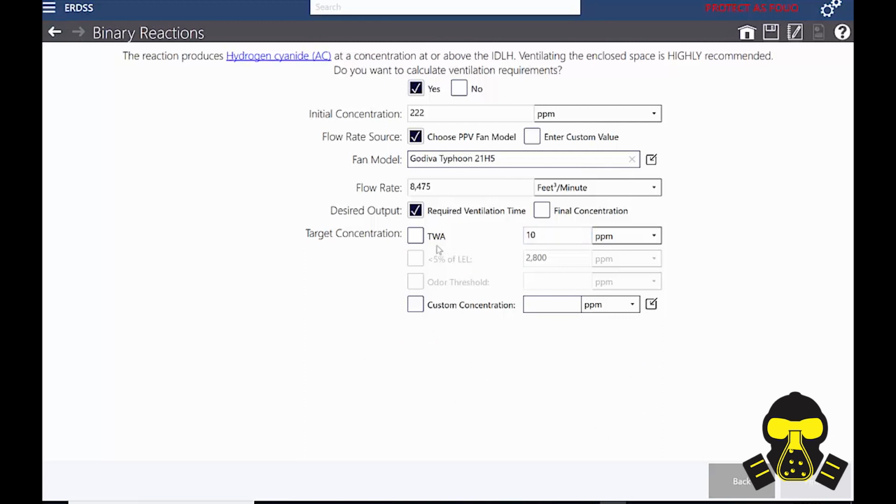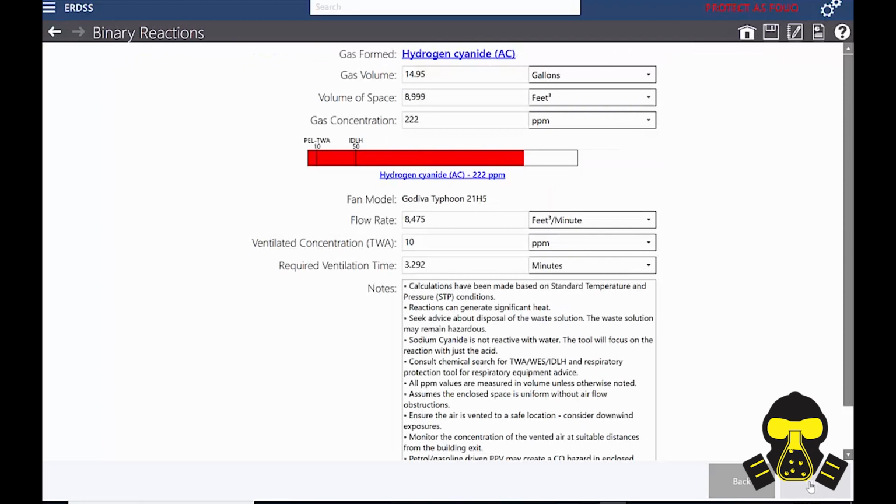Okay, now we're going to go through. We want to get to time weighted average, or do we want to go down lower? We don't care, you know. So right now, let's say we want to be able to work in the room and get evidence. Yes. Let's get down to TWA or lower. It's going to tell me you need to get down to 10 parts per million, 3 1/3 minutes.